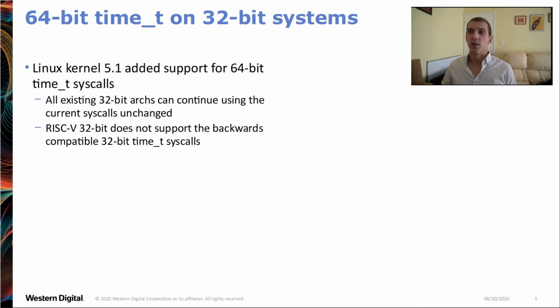So like I just mentioned, the 5.1 kernel added support for 64-bit time_t architectures. At around this time, there was no upstream support for RISC-V 32-bit. The decision was made that RISC-V would only ever support these new syscalls. And so I'm going to talk about that now.